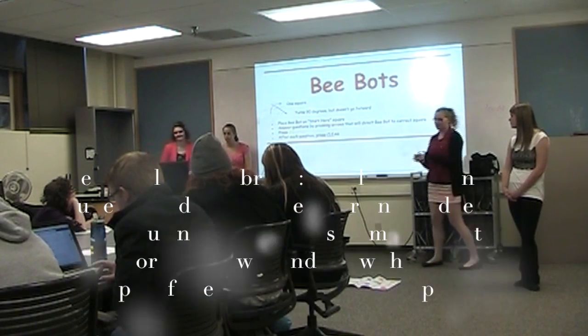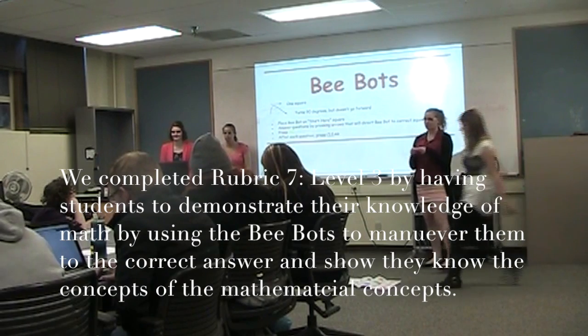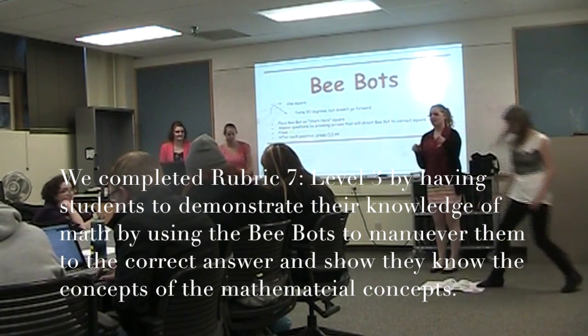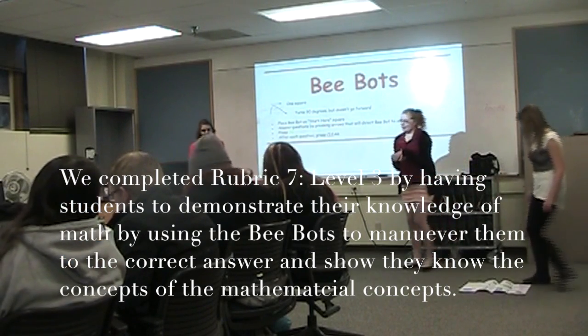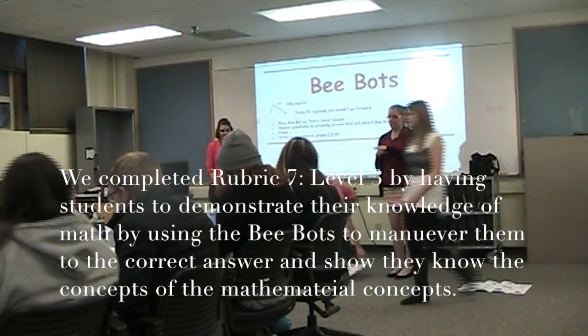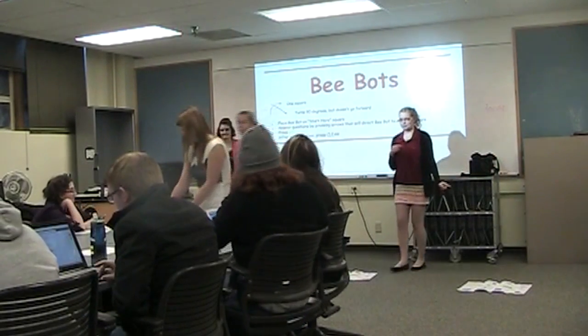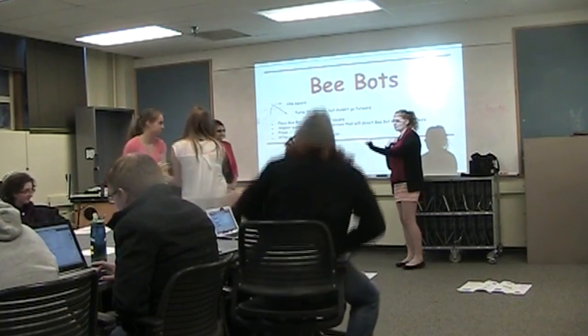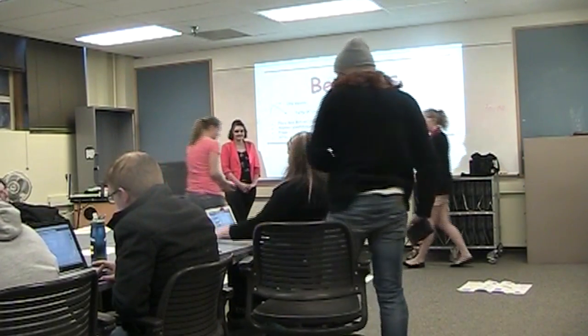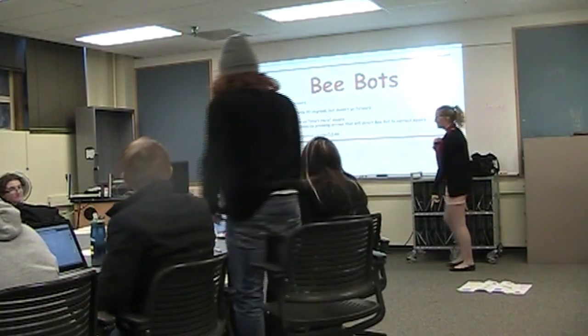Alright, so your B-bots. Everyone has been divided into groups by colors. There's a red group, a blue group, and a yellow group. So right now, if all the yellow groups could come over here with Bree, all the red groups can go over here with Emily, and all the blue groups can come over here with Jessica.